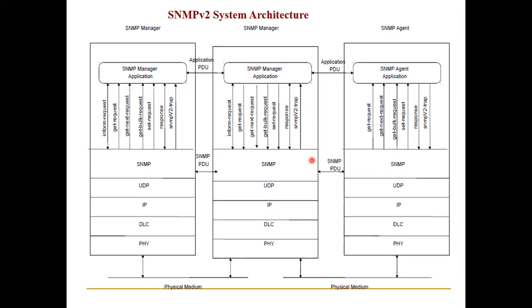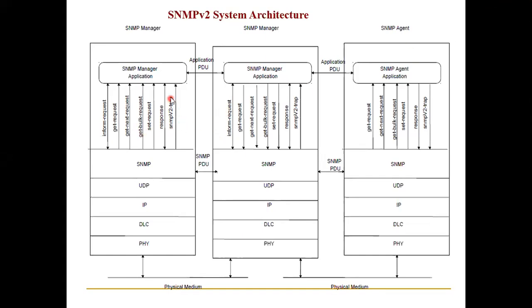Ryan, can you tell me, in SNMP version 1, what are the 5 messages? Get request, get next request, set request, get response, and trap. Okay. And if I compare with OSI, so get request, get next request, set request, get response, and trap. Okay, so these are the 5 messages which were there.